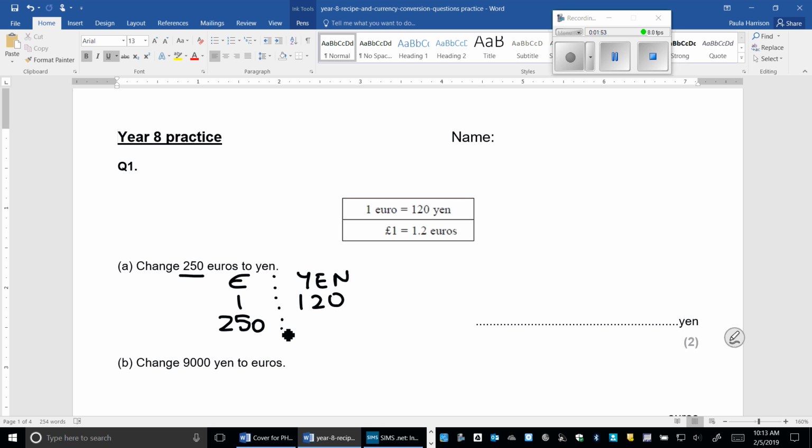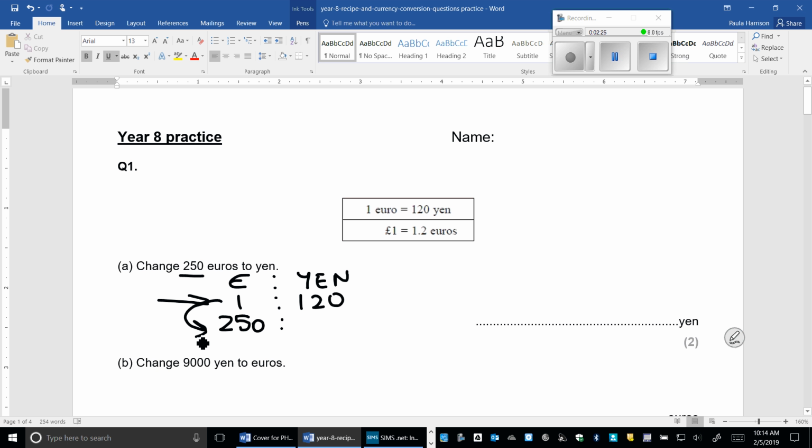No, because there was a question. This was from our original information that we were given. And then the question said we need to change 250 euros. So I've had a look at my column that has euros, and I've written 250, because that's what the question's asked me to do. Now, that means that we need to try and find how many yen there are. So I've gone from a 1 to now being 250.